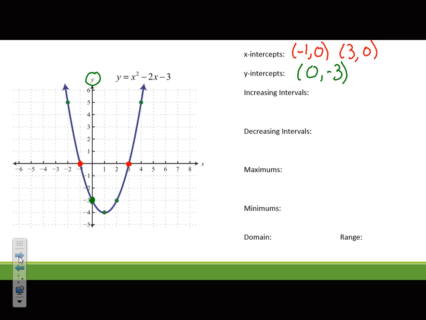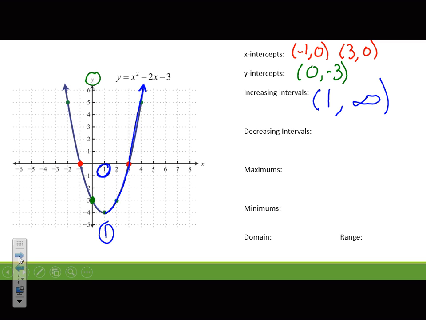Now increasing and decreasing. Increasing is where we're going to start at the bottom and we're going to go all the way up. Our x values and our y values are increasing. So here we talk about what the x value is. The x value is 1. So we're starting at 1. So I'll put 1. And we're going on forever in a positive direction. So we're going to go all the way to positive infinity.